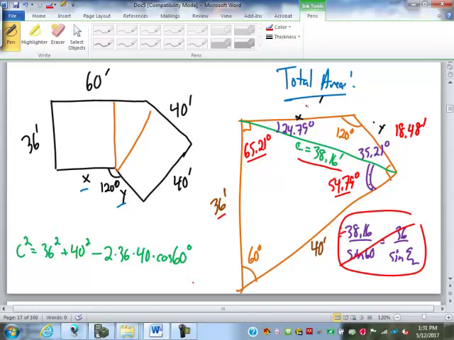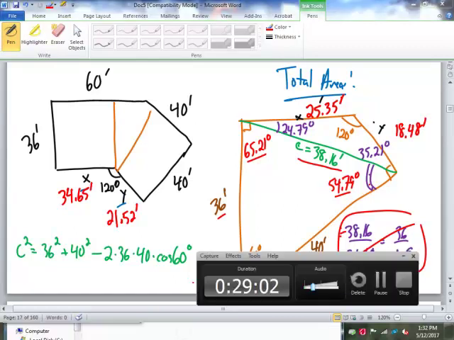So this one was going to be what? 25.35? Okay. So now that I have those lengths, x is 34.65 feet. Anybody get that? 60 minus the 25.35. And y is 21.52 feet. That's just the 40 minus the 18.48. Anybody get the area right? I'm going to stop right there and let you guys work on the area for a second.